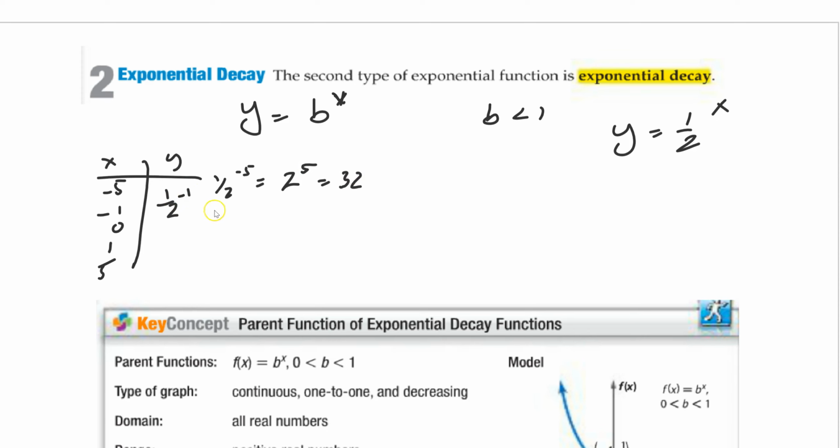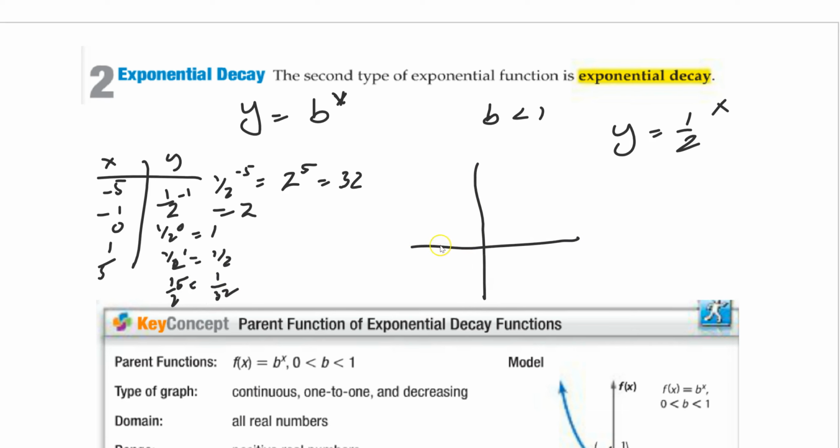1/2 to the -1 power flips it, you just get 2. 1/2 to the 0 power is 1. 1/2 to the first is 1/2. And then 1/2 to the 5th power is 1 to the 5th, which is 1, over 2 to the 5th, which is 32, so we have that. If we graph it, -5 goes to 32, so it's way up here. -1 goes to 2. 0 goes to 1. 1 goes to 1/2, so it's right here. And then 5 goes to 1 over 32, which is right up near 0.